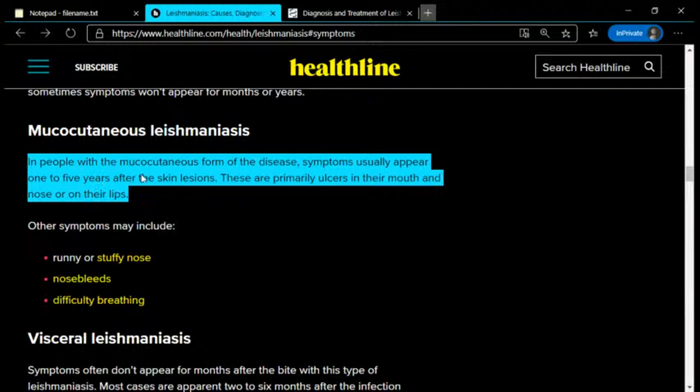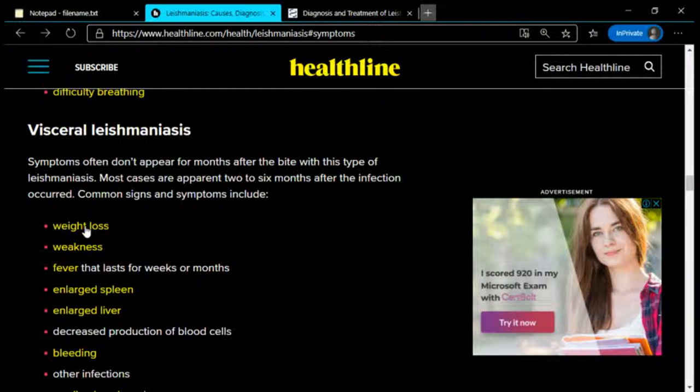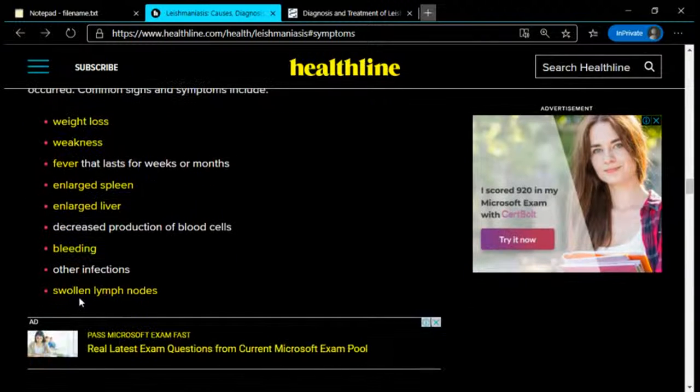Mucocutaneous leishmania appears in 1 to 5 years: skin lesions, ulcers, runny nose, nose bleeding, difficulty breathing. Visceral leishmania causes weight loss, weakness, fever, bleeding, infection, swollen lymph nodes.